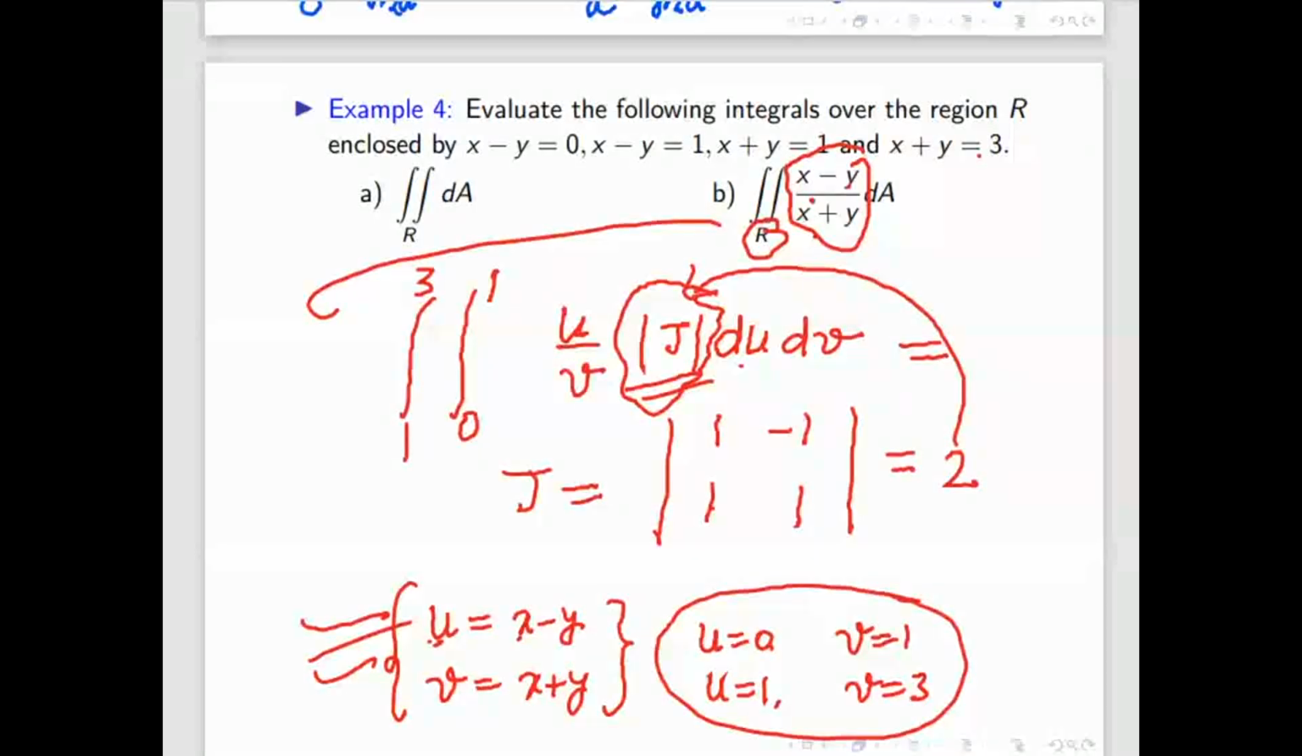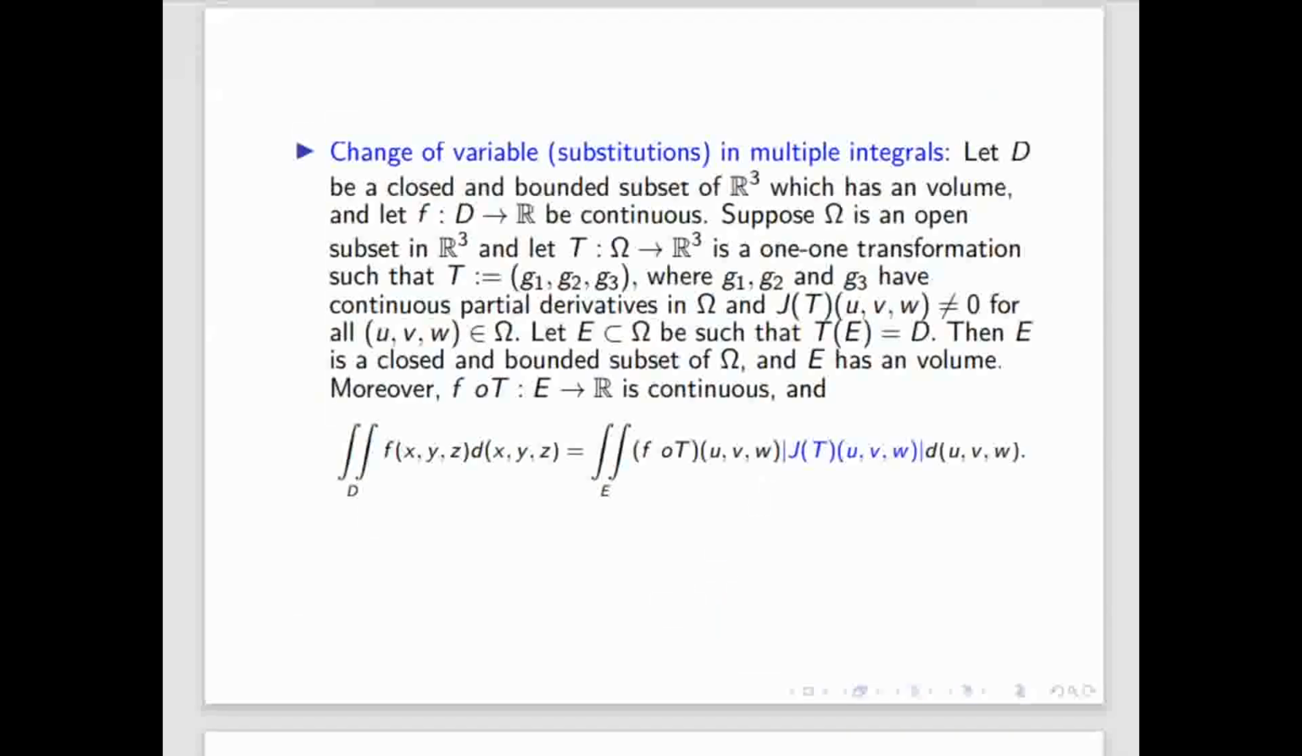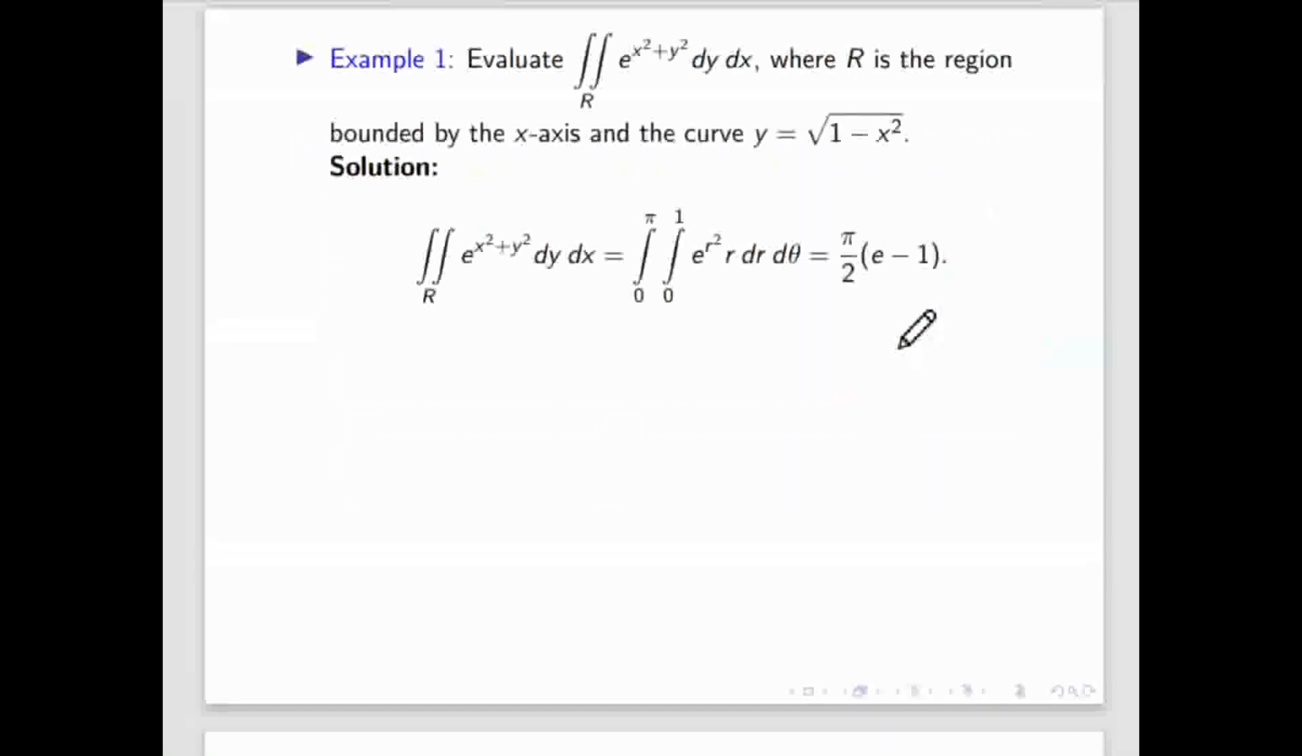I hope it is clear to everyone. So how to do the substitution? With the help of the Jacobian, we can do the substitution in multiple variables. This is the example of 2 variables. The same result holds for 3 variables. Here the Jacobian of x, y, z with respect to u, v, w is required. Then here d u v w, exactly the same. This Jacobian should be non-zero, exactly the same. So let us see one example.